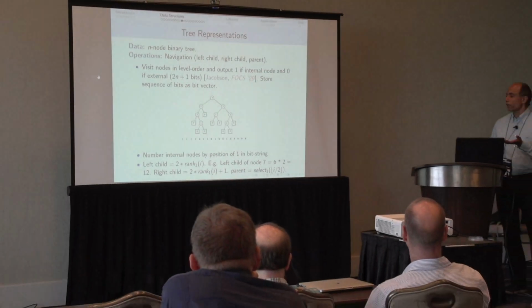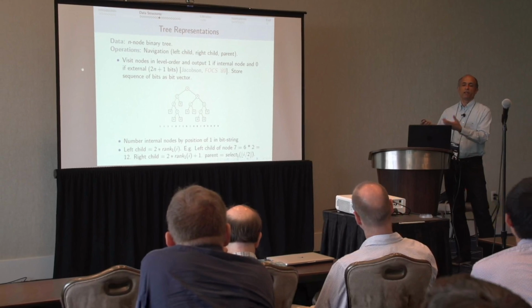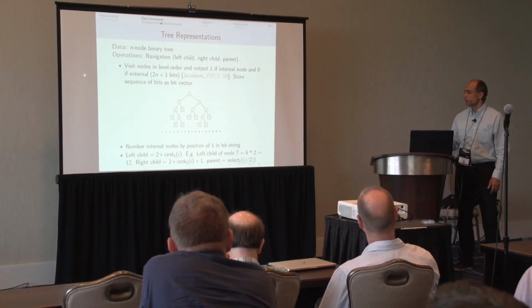So, if you can do rank and select, you take your bit string with 2n bits, add little o of n bits to it, and now you get a binary tree where you can do all these navigations in constant time.